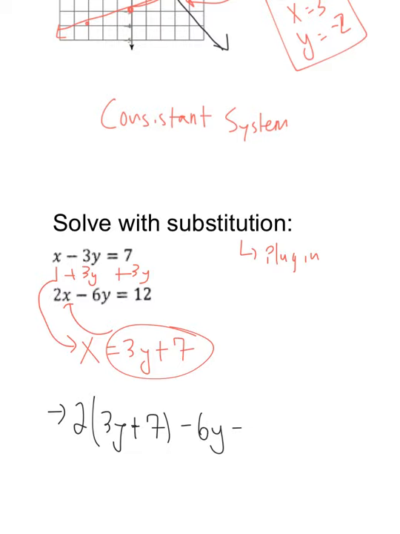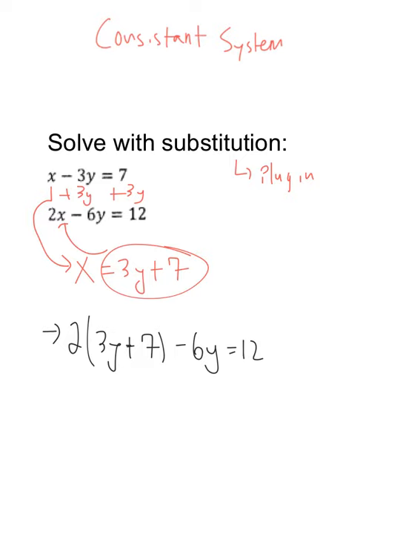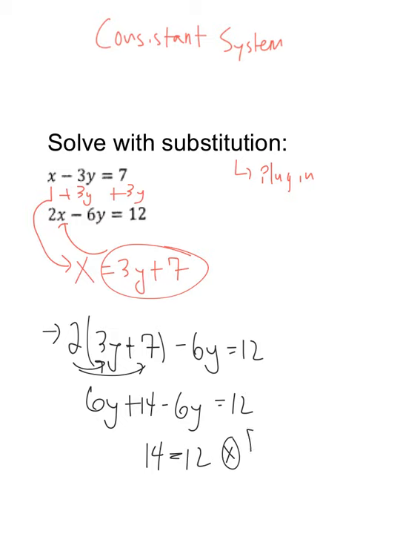minus 6y equals 12. Then now you just have a linear equation that you can solve. It's only one variable. Once you have one variable, you can solve it. Distribute your 2. We get 6y plus 14 minus 6y equals 12, which gives me 14 equals 12. And this is obviously a false statement, which tells me no solution. When there's no solution, this is what we call an inconsistent system.